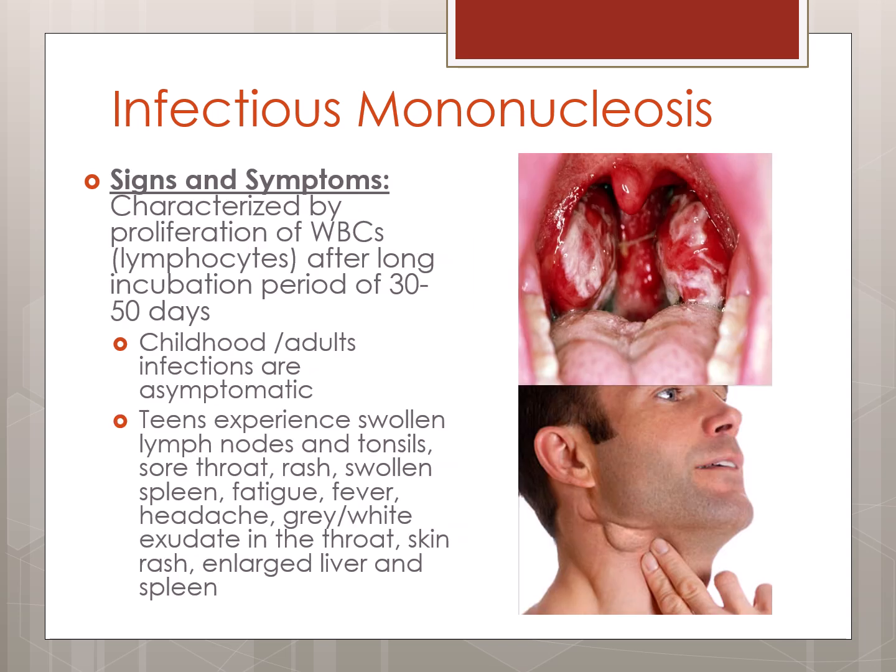The biggest symptom that we can identify with mono is usually a lot of white blood cells after a long incubation period of about 30 to 50 days. Small children and adults are usually asymptomatic. The ones we gotta worry about here is usually teenagers, oddly enough. Usually what we see with teens is swollen lymph nodes, tonsils, sore throat, a rash, swollen spleen, fatigue, fever, headache, gray or white pus in the throat, maybe a skin rash, and possibly enlarged liver and spleen.